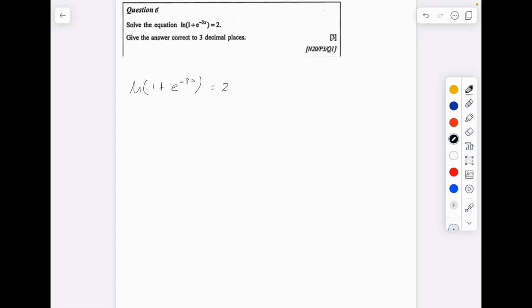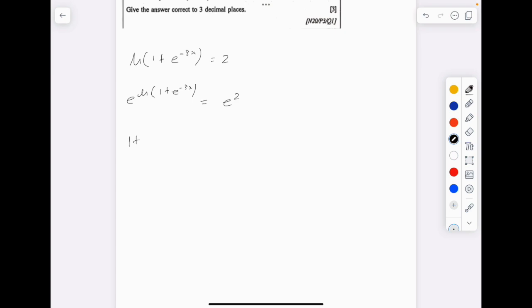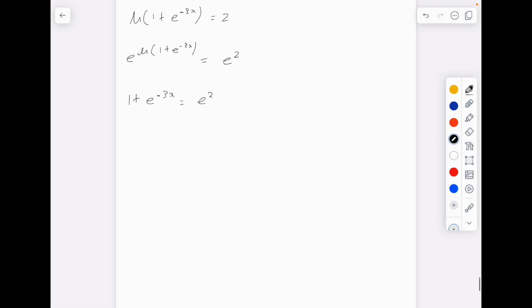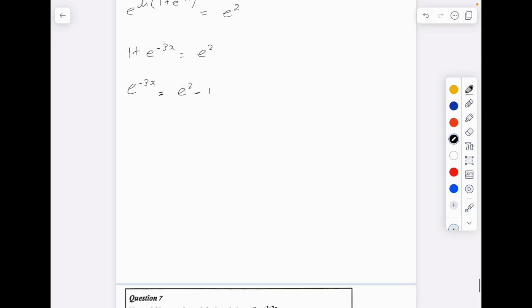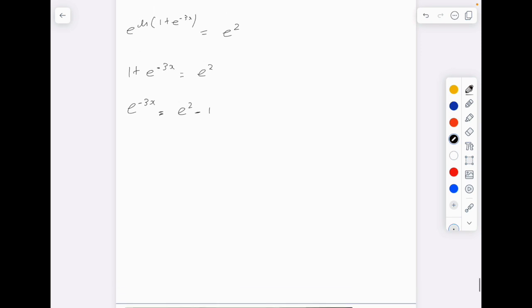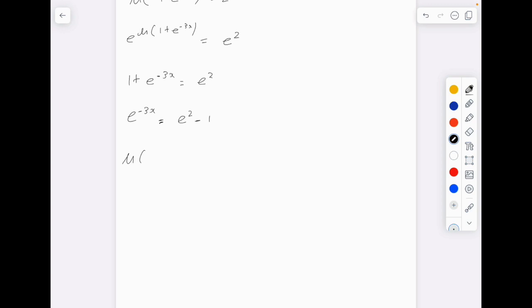What we can do from here is pretty simple. You just raise it to the power of e. So again, this is a pretty standard question. So we then get 1 plus e to negative 3x is equal to e to the 2. And I can therefore say that e to negative 3x is equal to e squared minus 1. Now let's take ln of both sides. So ln of e to the negative 3x is equal to ln of e squared minus 1.